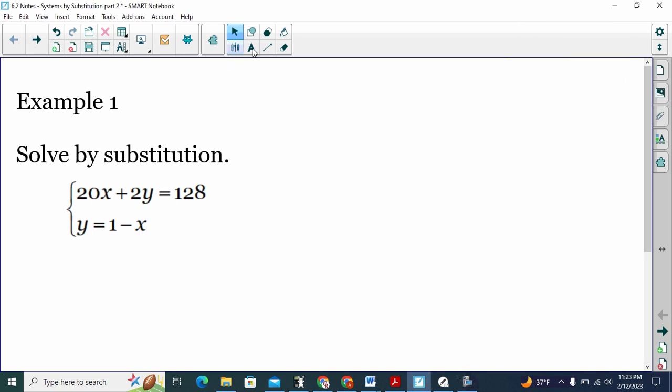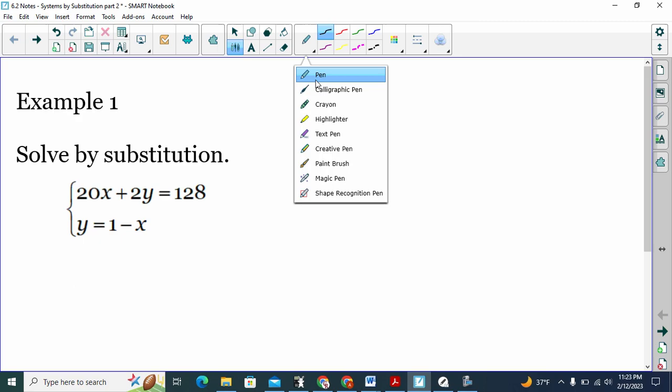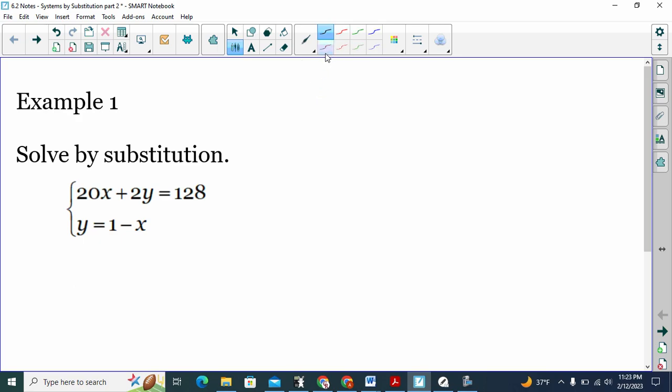We are continuing with notes on solving systems of equations. We have solved them by graphing. We have solved them by substitution. We are going to continue solving by substitution today. A little bit of review as well as a couple problems that turn out just a little bit different.